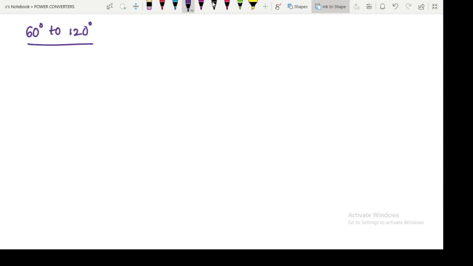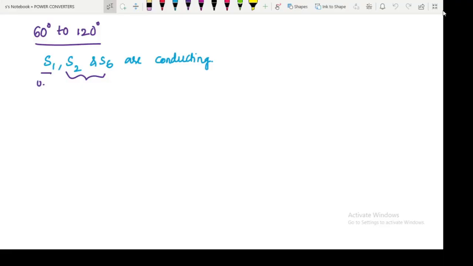So let us see what is happening between 60 and 120 degrees. The switches that are turned on are S1, S2, and S6. These are the switches that are conducting in this period. We can see there is one upper group switch, that is S1, and two lower group switches.